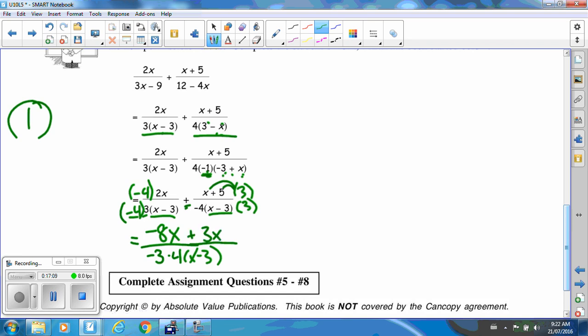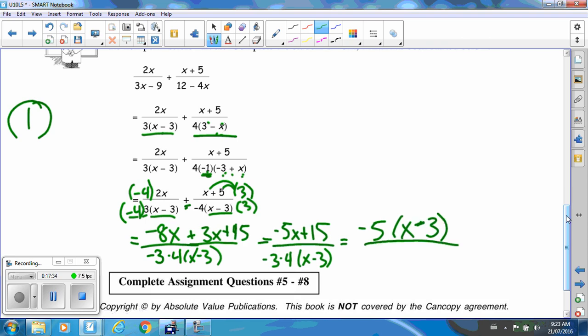So that's 3x plus 15. And then what I have here is negative 8x plus 3x is going to be negative 5x plus 15. So here I have negative 3 times 4 times x minus 3. And now I can actually take out a negative 5 from my numerator. And that will leave me with, oh, x minus 3. Look at that. It's going to simplify.